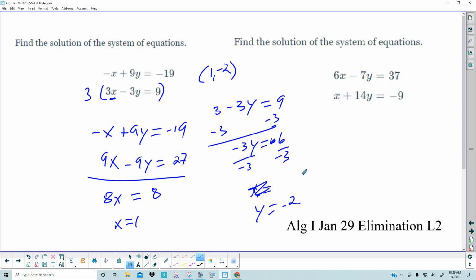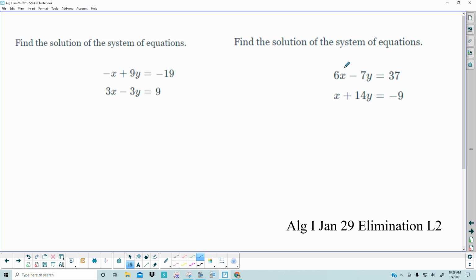Okay. Doing the next one. I could either multiply the bottom by negative 6, so that those cancel, or I would multiply the top by 2, and then the y's will go away. What I'm stammering about is it's not going to matter which one you do. How about I do the bottom by negative 6? So 6x minus 7y is equal to 37.